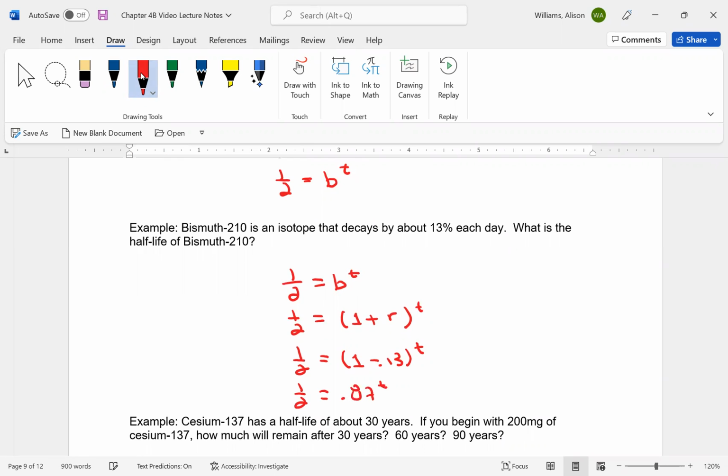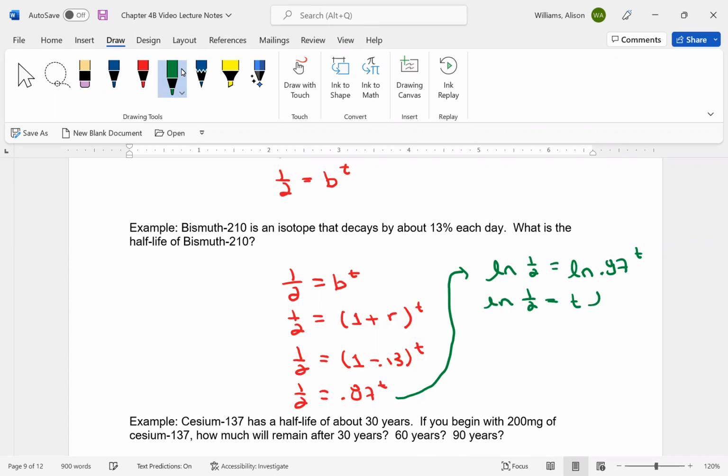To solve this equation, I'm going to need to use natural logs. Now, I kind of stupidly did it in the middle of the page, but that's okay. I'm going to take the natural log of each side, or a regular log. You don't have to use a natural log. You could use log base 10 if you want, whatever you prefer. But we're going to take the log of both sides so we can bring the T down to the front, and solve for T by dividing by the natural log of 0.87.